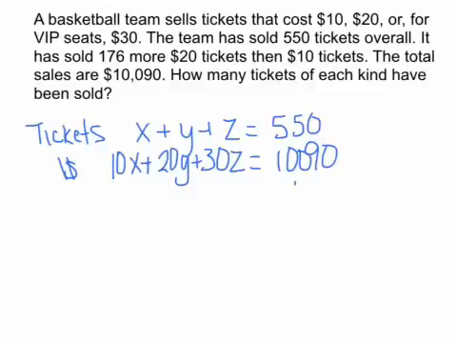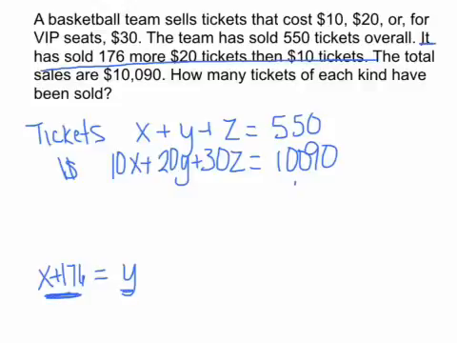So right now I have two rows that represent something. The third row: it has sold 176 more $20 tickets than $10 tickets. So this is what we're going to look at right now. Off to the side, I'm going to write $10 tickets are x, $20 tickets are y. For them to be equal, I have to put 176 here, since it has sold 176 more $20 tickets. So for them to be balanced, then this and x will equal the same as y.